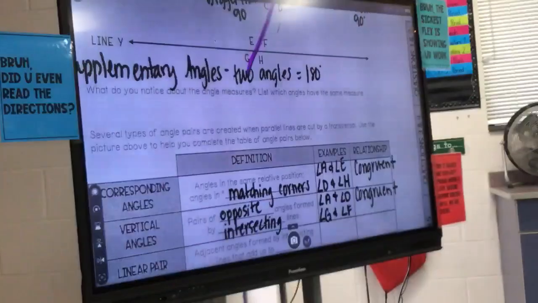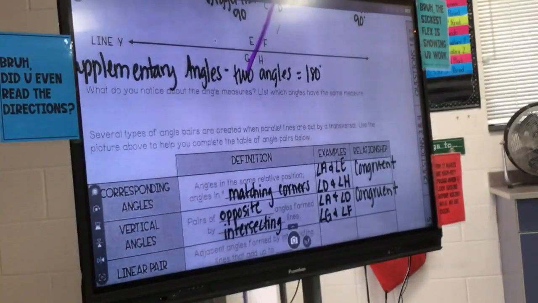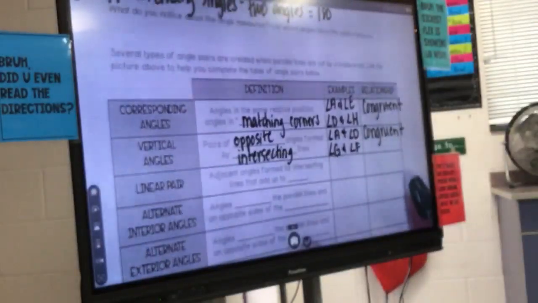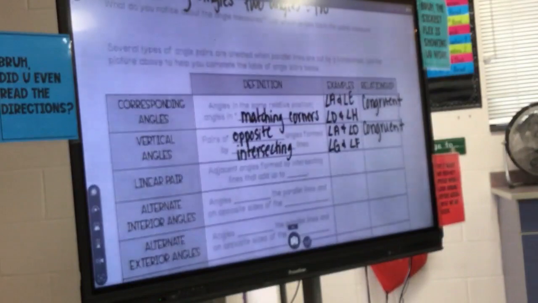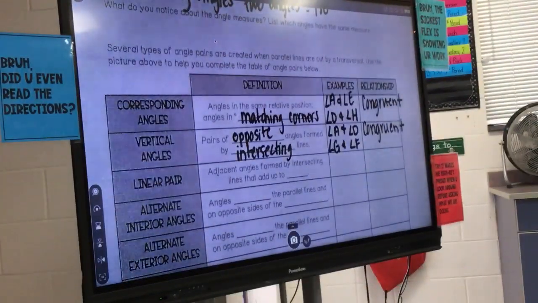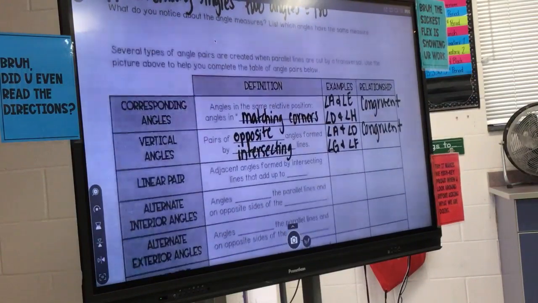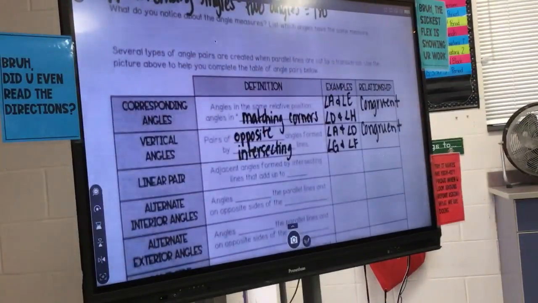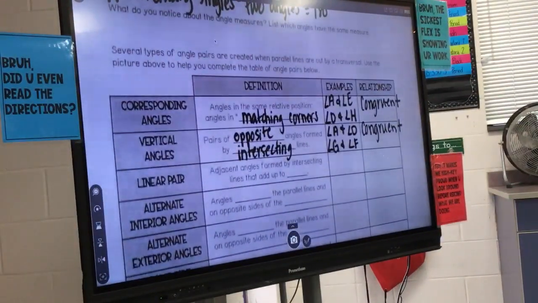All right, any of this coming back to you or not? Not at all. You did this, I promise you. All right, linear pair. So a linear pair is adjacent angles formed by intersecting lines that add up to what? What do you think they add up to?